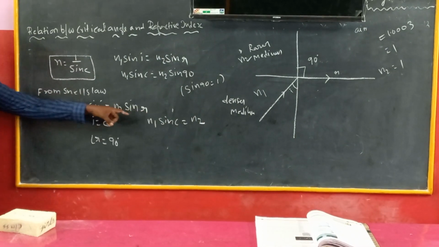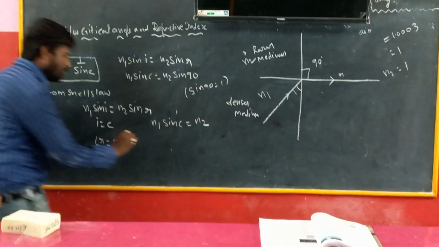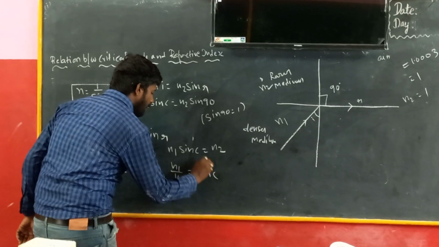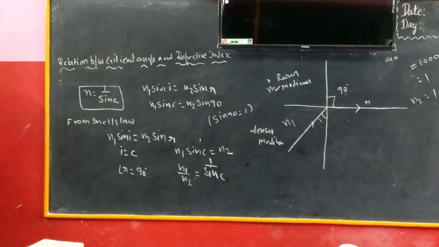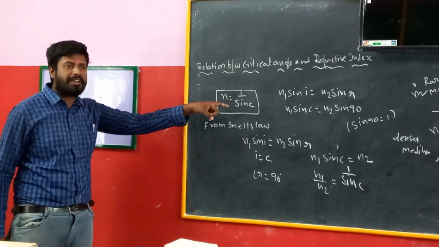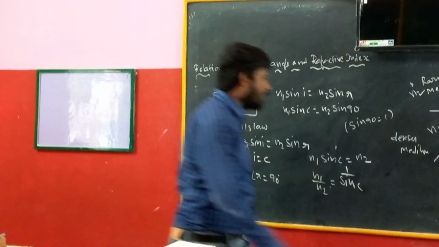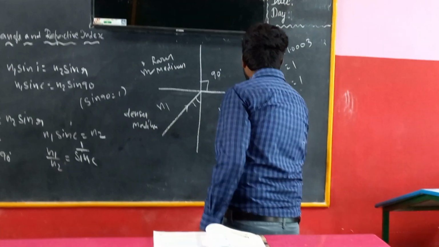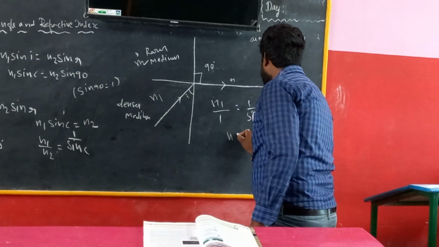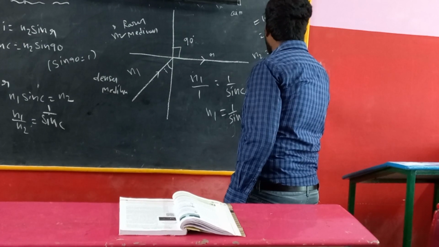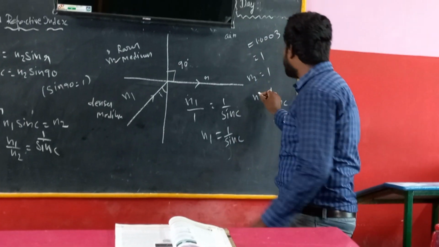Here n1 is multiplying; if it comes to this side, it will divide. So n2 by n1 is equal to sin c, sorry, n1 by n2 is equal to 1 by sin c. I told you clearly that n2 is the refractive index of air, which is 1. Hence n1 by 1 is equal to 1 by sin c, so n1 is equal to 1 by sin c. We can take it as n. n is equal to 1 by sin c, where n is the refractive index and c is the critical angle.